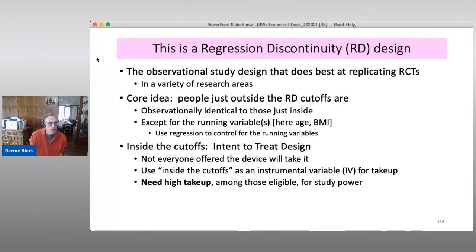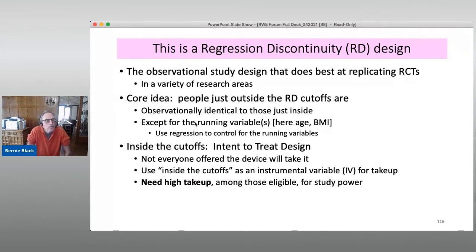So this is, for those of you who don't know the terminology, I'm going to be throwing research design terms at you. They are real terms. They are out there in the literature, even if you don't know them. And given more time, we could provide more detail on each one. This is a regression discontinuity design. This is the observational study design that does best across a variety of fields in replicating the results from a randomized controlled trial. And here's the core idea.